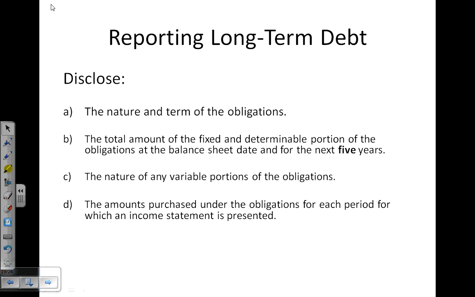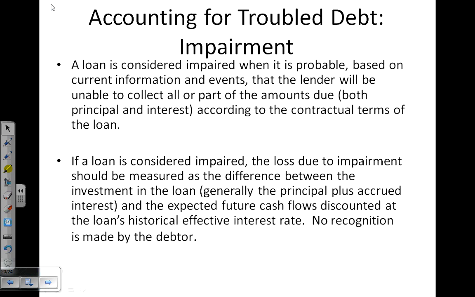And that goes into this variable portion of the obligation. And then also the amounts reacquired or settled under the obligations for each period for which an income statement is presented. So those are the things that need to be reported about the long-term financing debt.